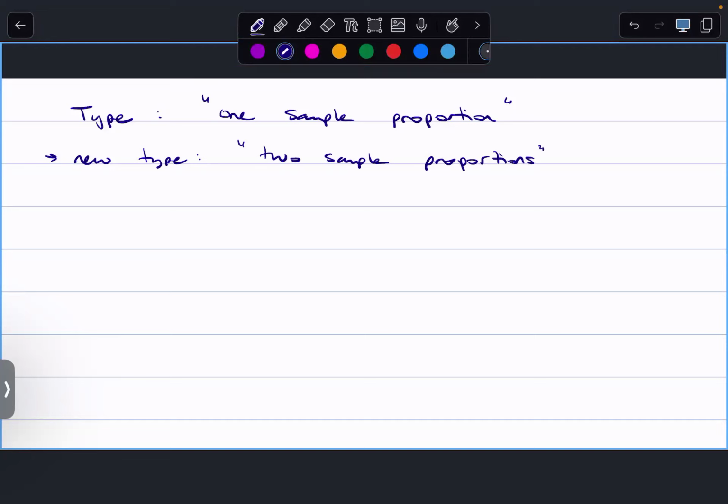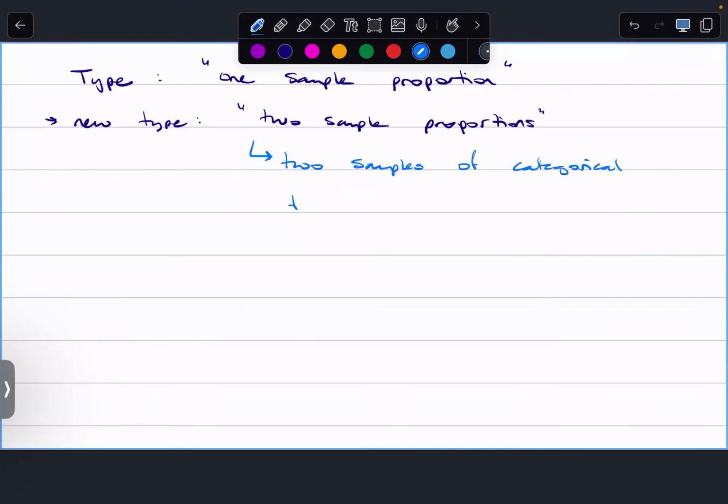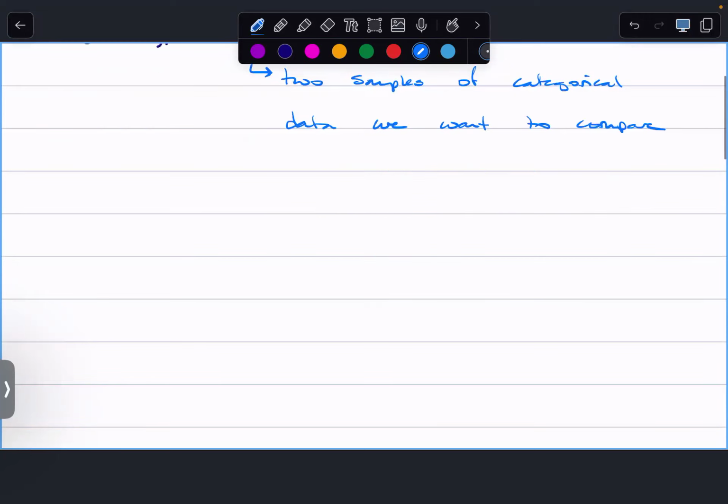Which means that I'm going to have two different samples, so two different groups of categorical data. So here, two samples of categorical data, and we want to compare the proportions in each group.